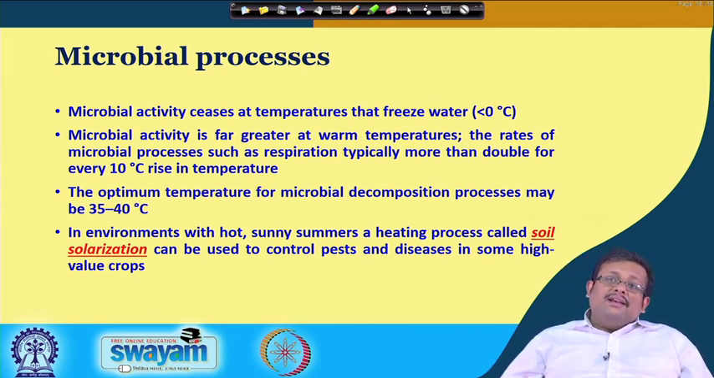If the temperature is less than a certain level, you will see accumulation of more organic matter. That is why, in the cooler hilly regions, there is accumulation of more organic matter, or in other words, a lower rate of decomposition of organic matter. In environments with hot and sunny summers, a heating process called soil solarization can be used to control pests and diseases in some high-value crops. We have already seen soil solarization in the last slide.